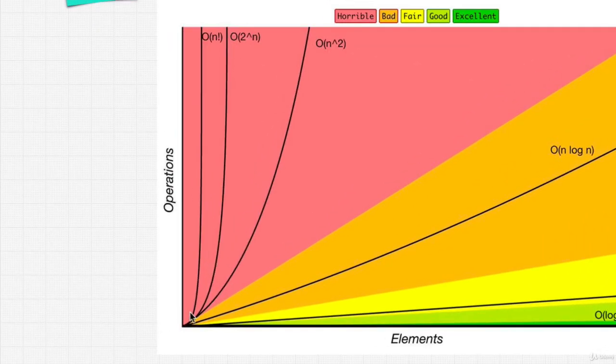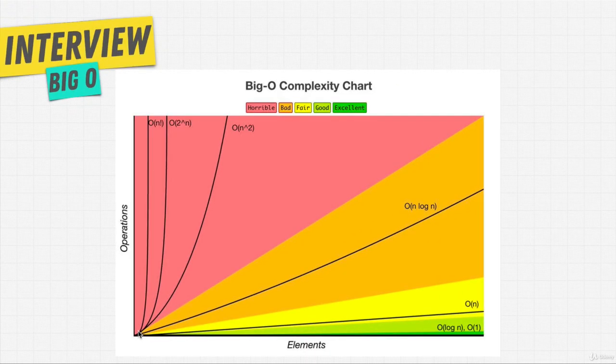Because over here, if the elements are small, all these lines are kind of bunched up together. They're all the same. But is that real life? No, because as humans, we tend to think in the here and now. We tend to think that our website's only going to have 100 users. That's it. But what if that user base grows? What if our inputs grow?